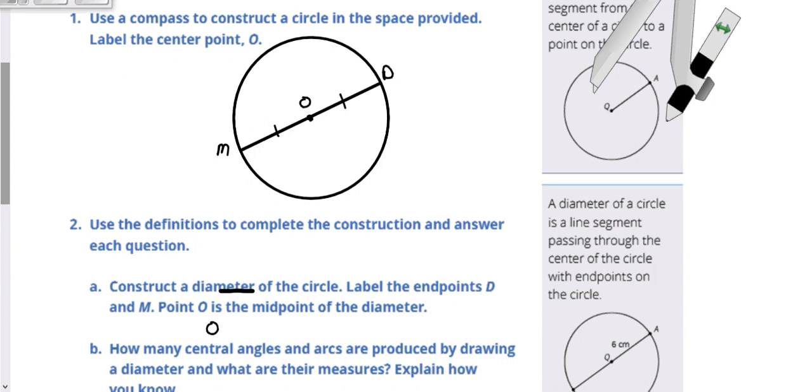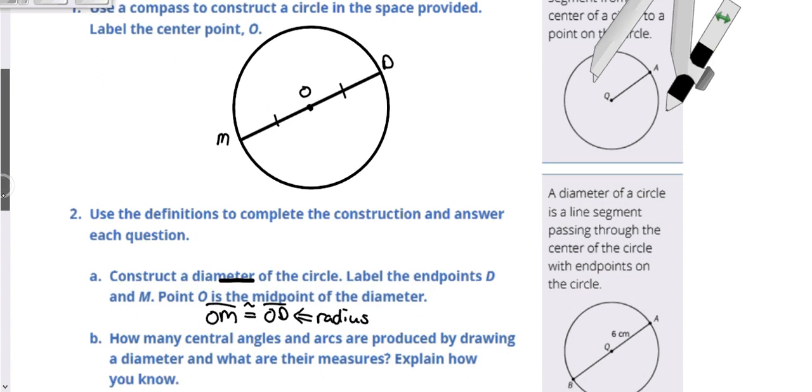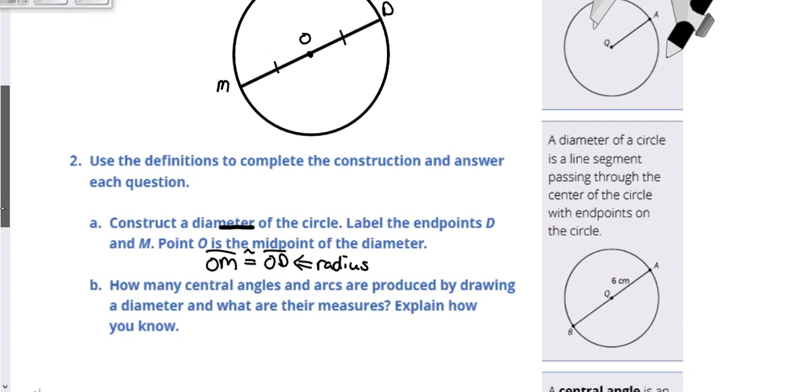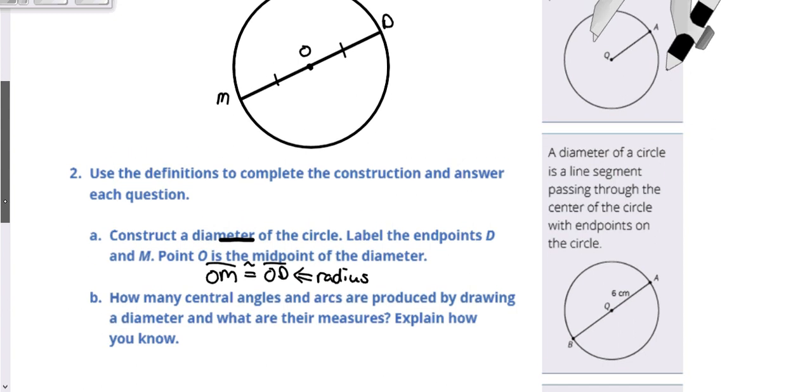That means segment OM or MO is congruent to segment OD or DO, whichever way you want it to go. Another word for these is something you might know as the radius or radii of the circle. So OM is a radius and OD is a radius. Now the next question here is how many central angles and arcs are produced by drawing a diameter?